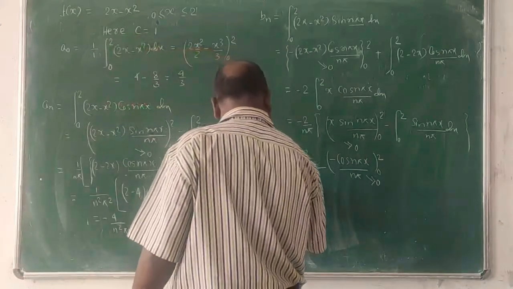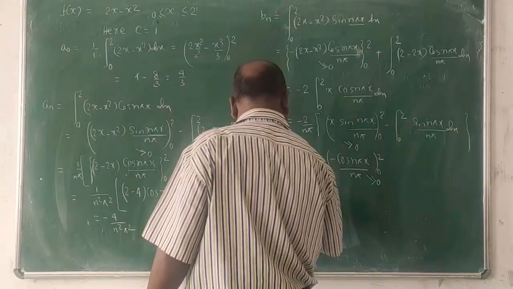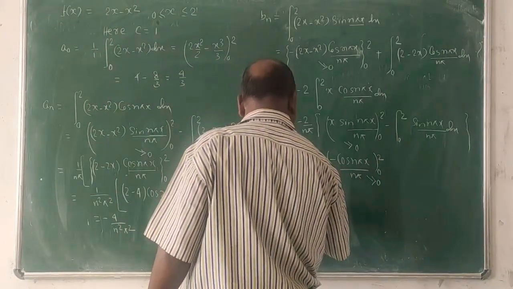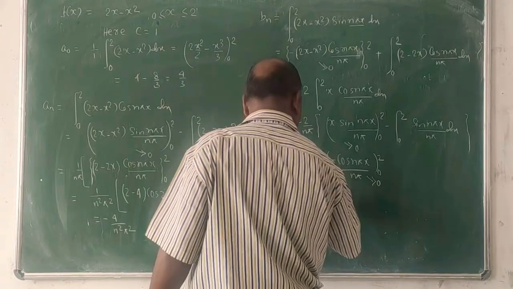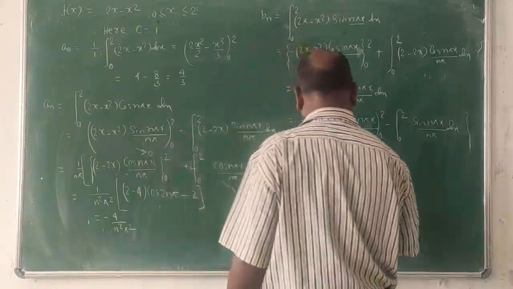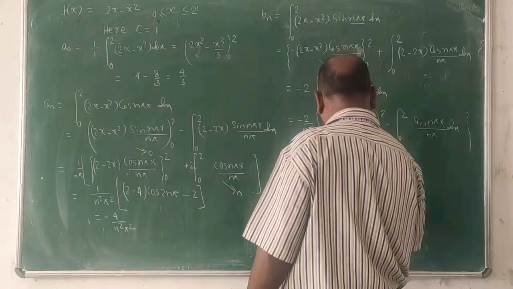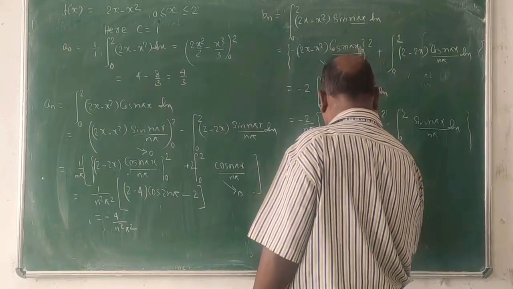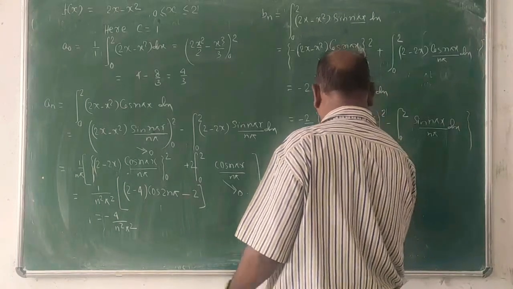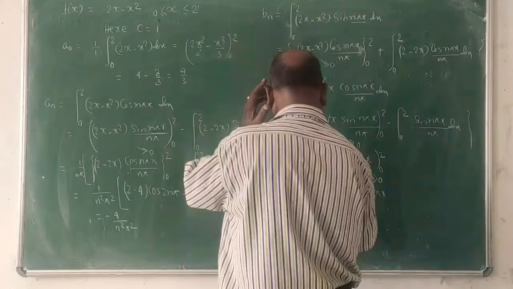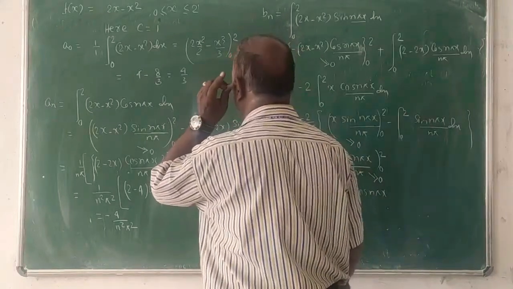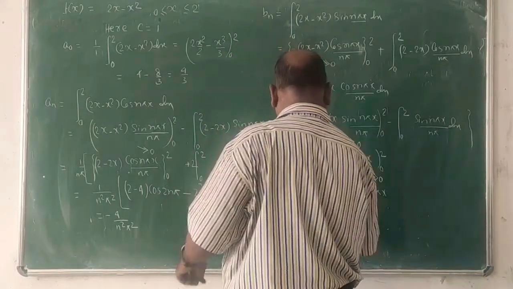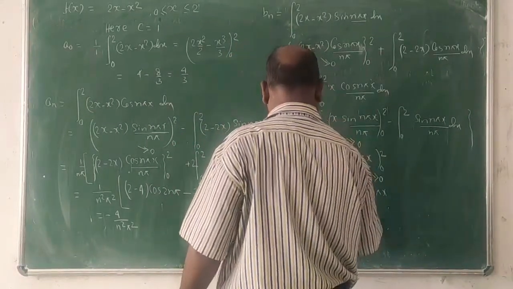So the required Fourier series is f of x equal to a0 by 2 plus the summation of an cos of n pi x plus bn sin, with n from 1 to infinity. What is your a0? For n not equal to, it is 4 by 3, meaning 2 by 4 by 3.